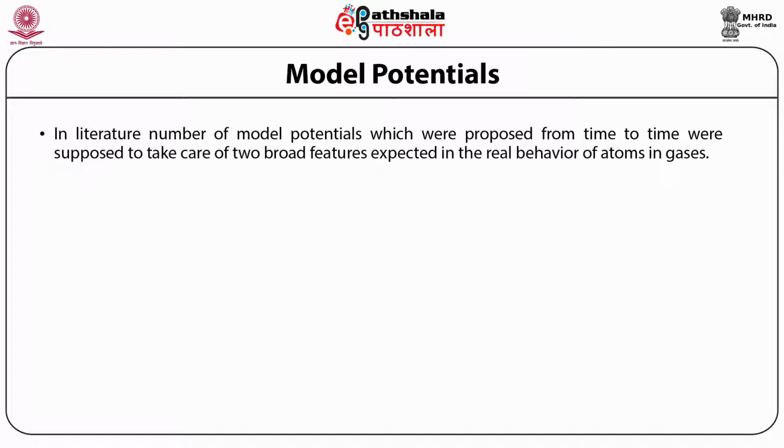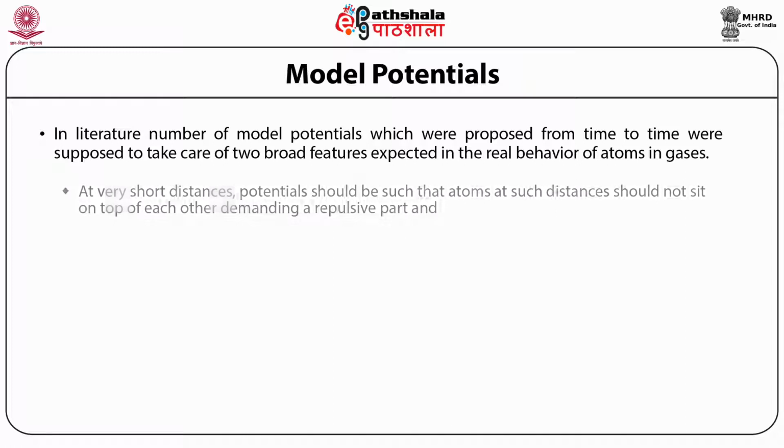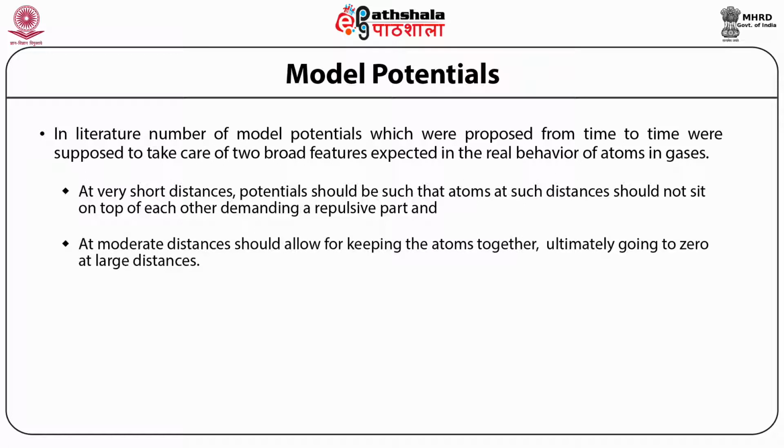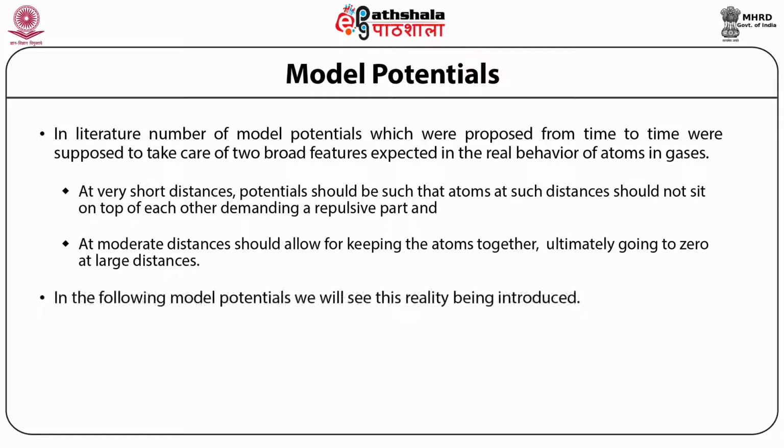In literature, a number of model potentials were proposed from time to time to take care of two broad features expected in the real behavior of atoms in gases. First, at very short distances, the potential should be such that atoms should not sit on top of each other, demanding a repulsive part. And second, at moderate distances, it should allow for keeping the atoms together, ultimately going to zero at large distances. In the following model potentials, we will see this reality being introduced.